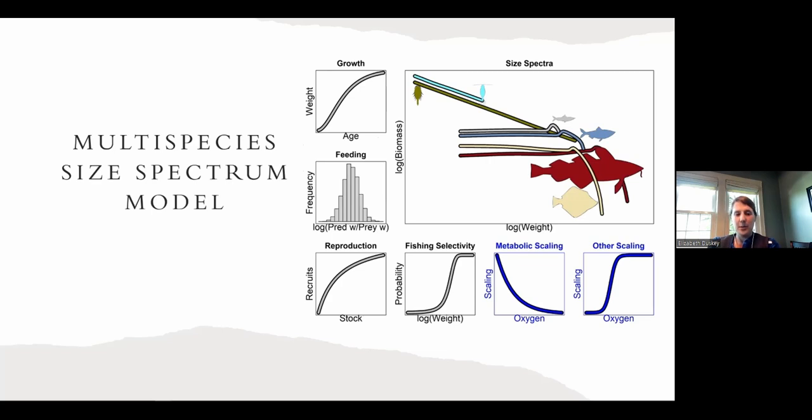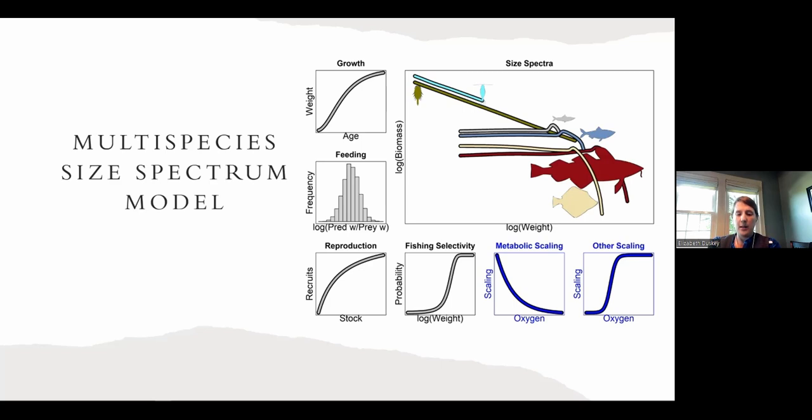So the model that we've built follows individuals of each species from recruitment through death. Individuals acquire energy by eating some combination of the background resources shown here, depending on their habitat preference, as well as other fish species in the model according to weight ratio and species-based preferences. Other portions of the model include a stock recruitment relationship, which guides reproduction, and standard models of fishing selectivity. These processes are all built into the standard model structure in the R package mizer from the get-go.